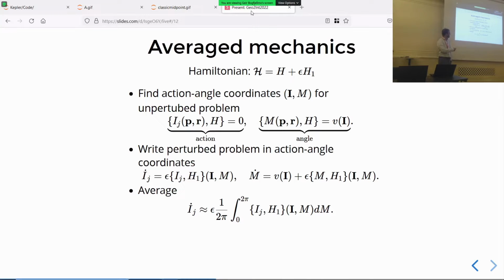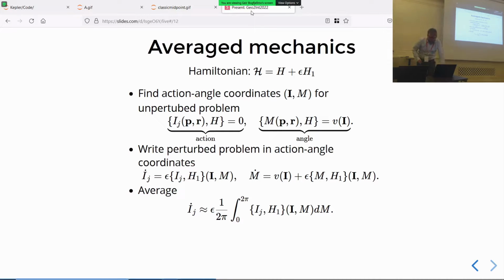Oh yeah, this M is going to go from 0 to 2 pi. It's just some parameterization of the orbits. And then I say, okay, I don't really care too much about these coordinates. I'm going to approximate. I'm just going to say I'm looking at these coordinates, and I'm taking the averages over each orbit.